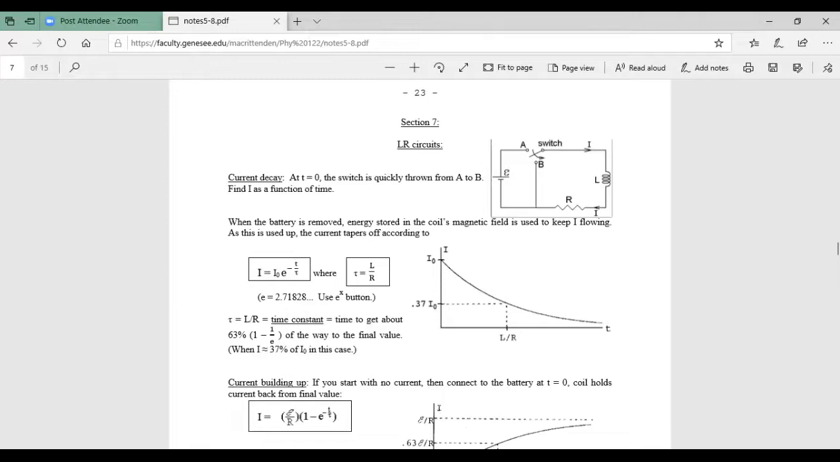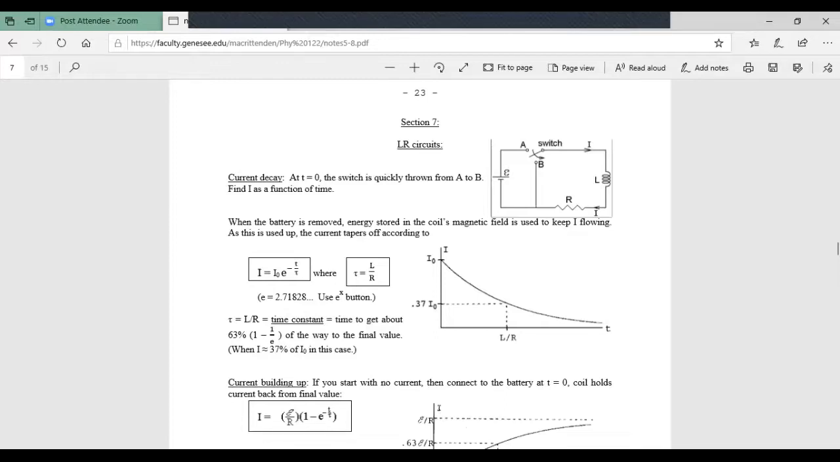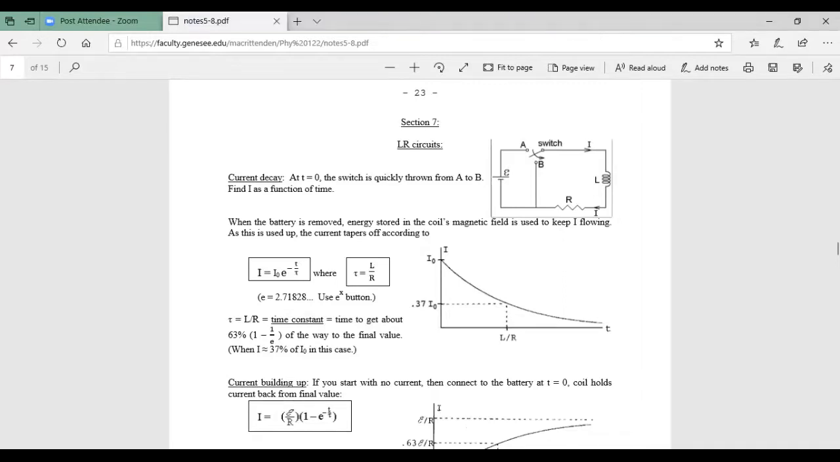So to have a more well-defined basis for comparison, instead of the time for the current to stop, how about the time for it to reach 37% of its original value? Why 37%? Well, it's not exactly 37%. It rounds off to 37%, but it's because that particular thing is very easy to calculate. It's just L over R. L is the inductance of the coil, R is the resistance of the resistor. If you wanted to do 50% or 10% or something else, it would be more complicated to calculate.